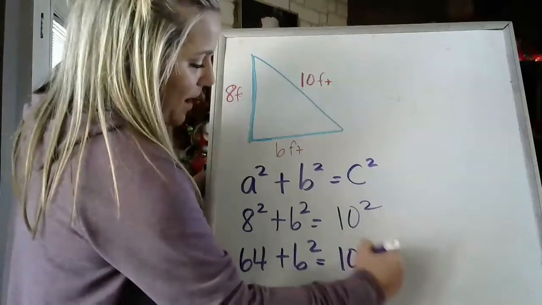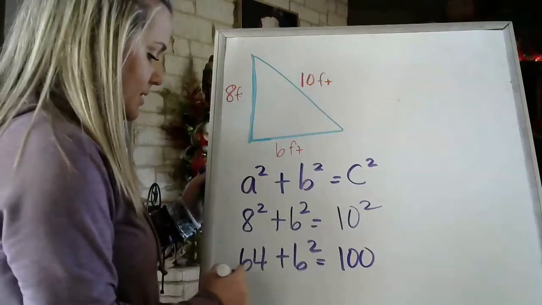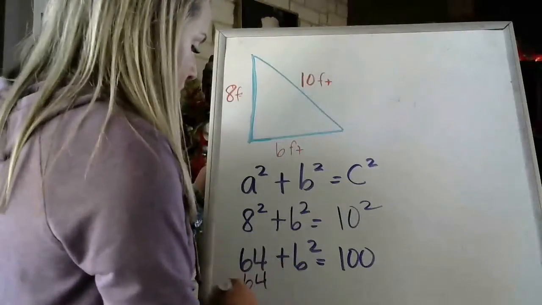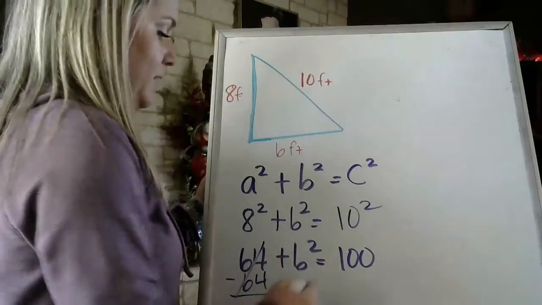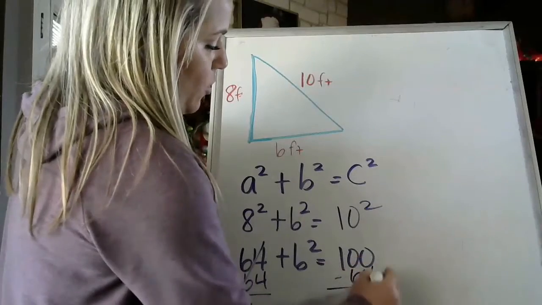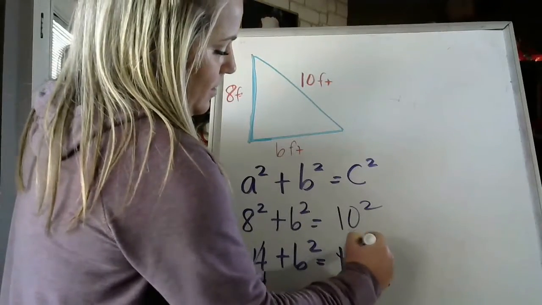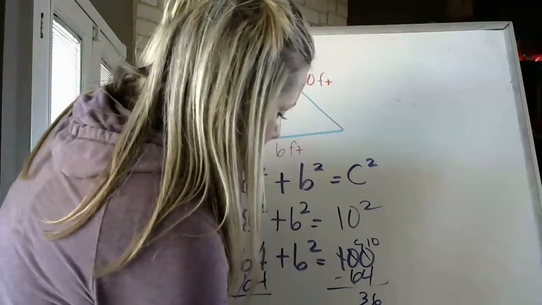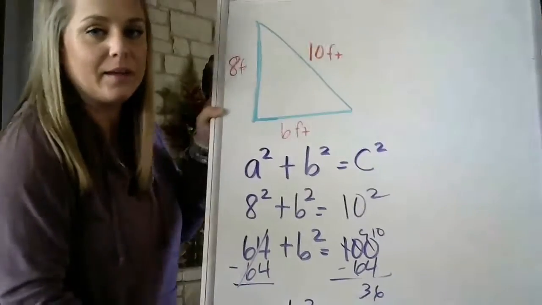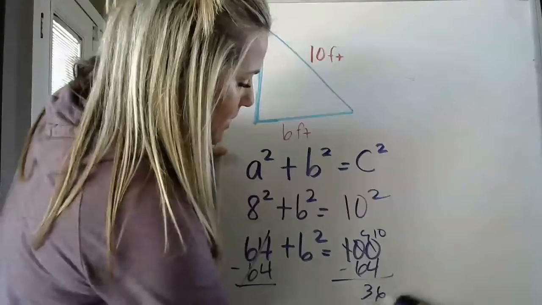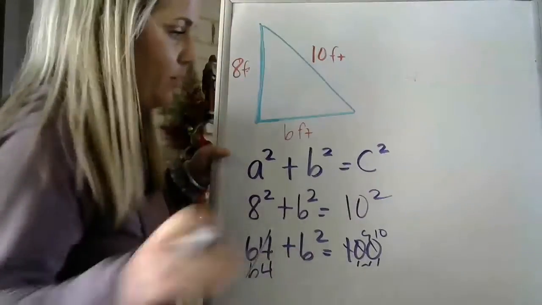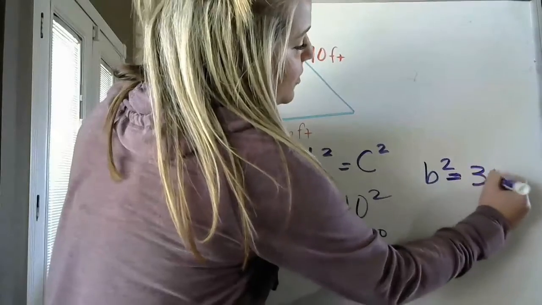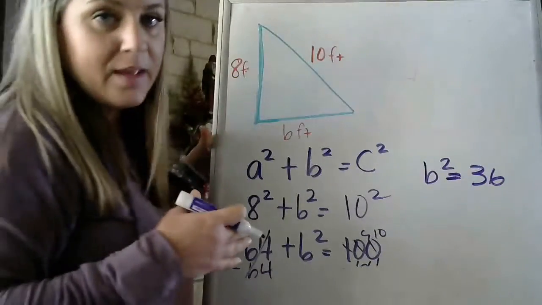Sorry, guys, I always do that. I'm going to subtract 64 on this side because we want to get b squared by itself. So 64 minus 64 is nothing, and 100 minus 64 is 36. So b squared equals 36. Let me go over here because I'm running out of room. So we have b squared is equal to 36.